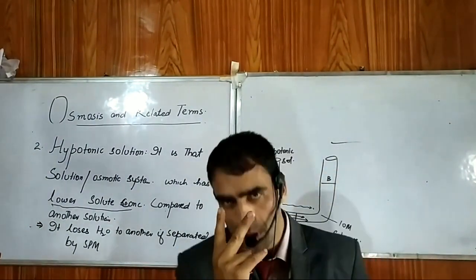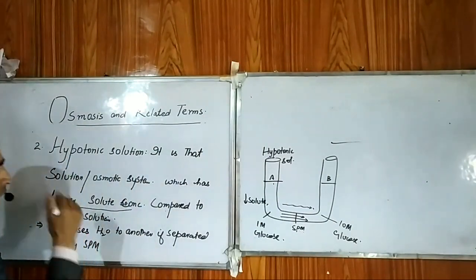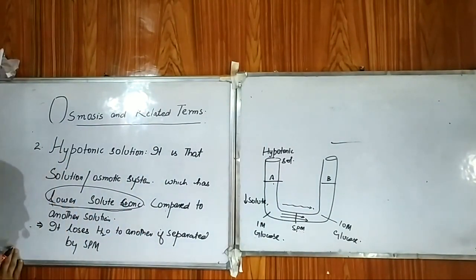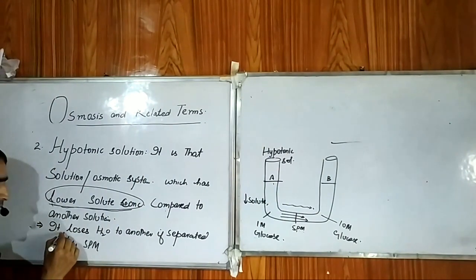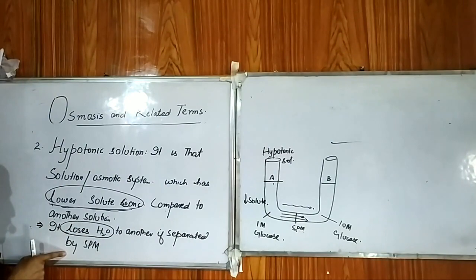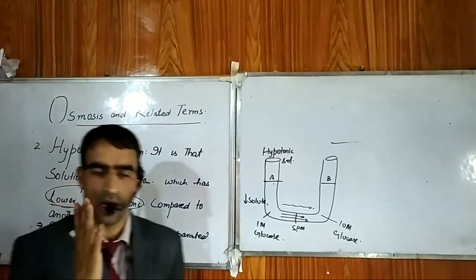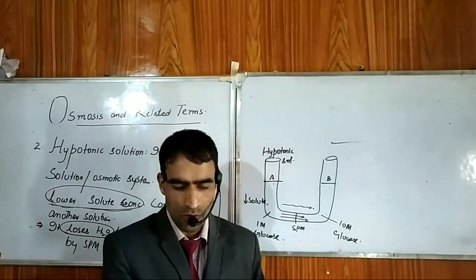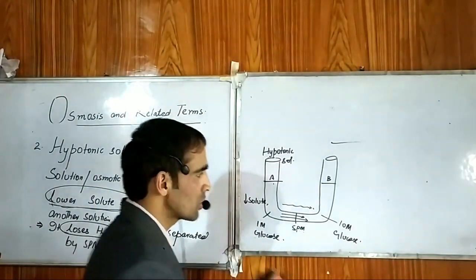सो दो टर्म्स आपने याद रखिए. एक, हाइपोटोनिक सॉल्यूशंस में लोअर सोल्यूट कंसंट्रेशन होती है. दूसरी बात है it has the property to lose water to another solution if separated by SPM. इसके बाद बेटा हमारा पॉइंट है we'll take this plant cell, we'll place it in hypotonic solution. What could be the result?